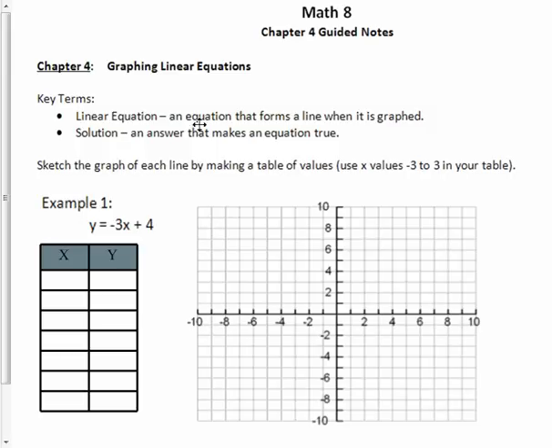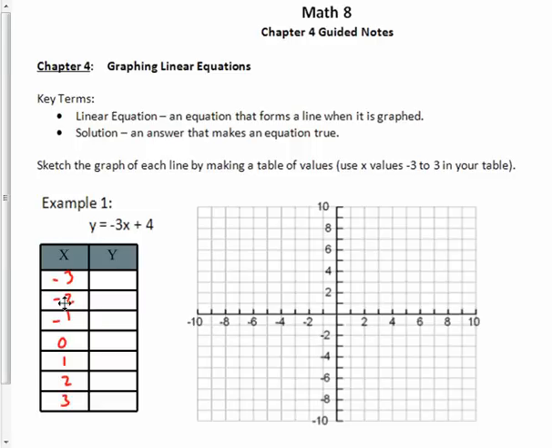So a linear equation is an equation that forms a line when it's graphed. It's a straight line. A solution is an answer that makes an equation true. So sketch the graph of each line by making a table of values. Use the x values -3 to 3 in your table. So we want to use -3, -2, -1, 0, 1, 2, and 3.